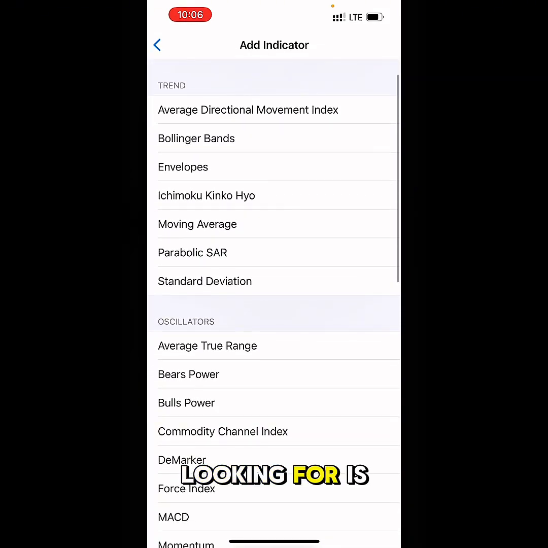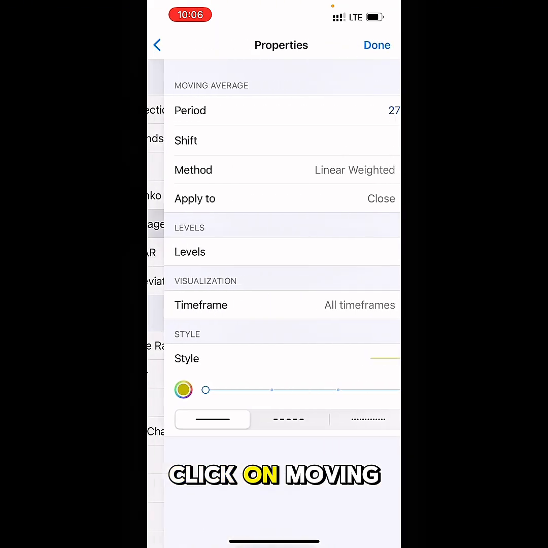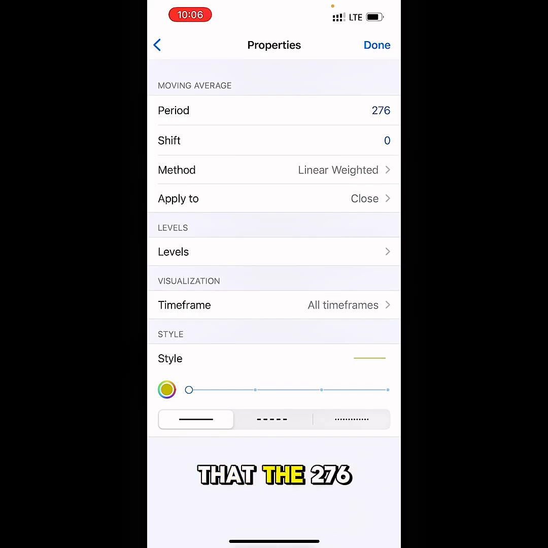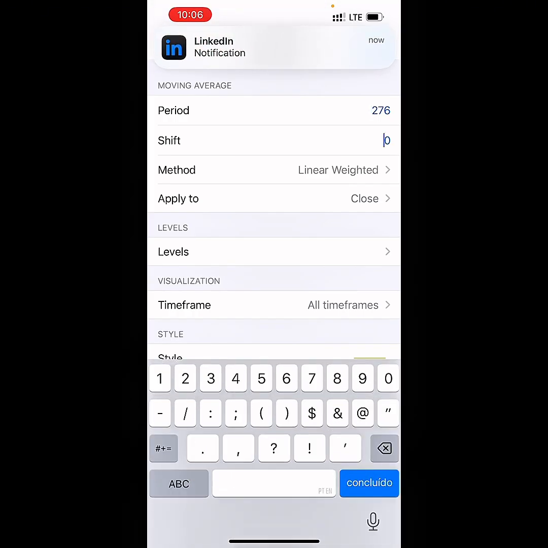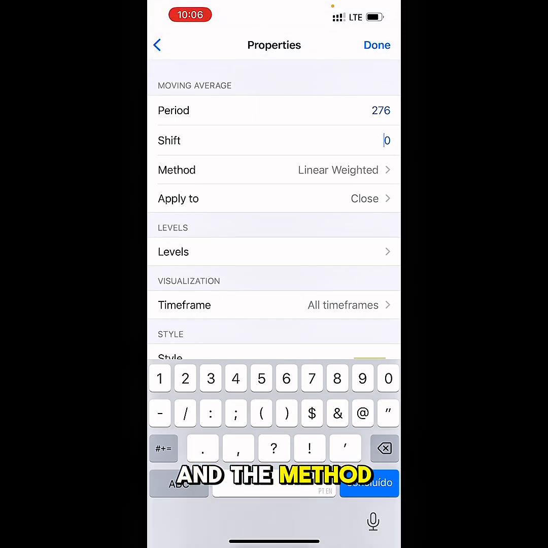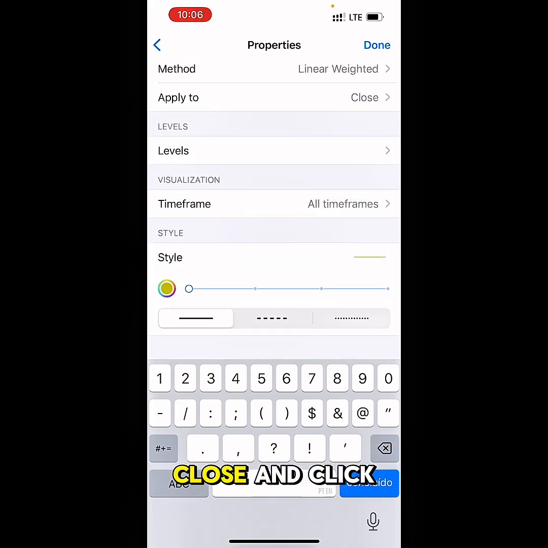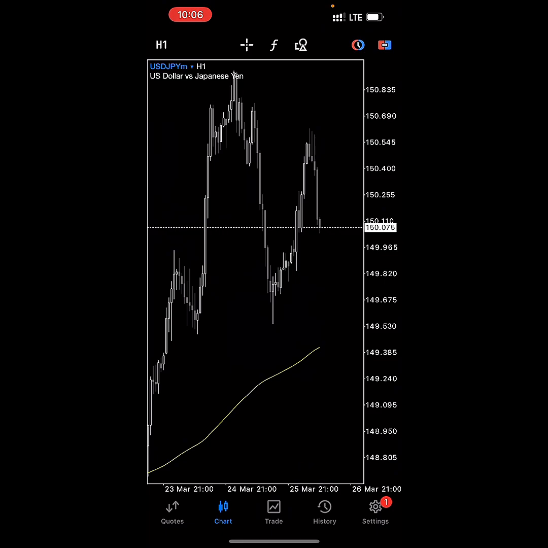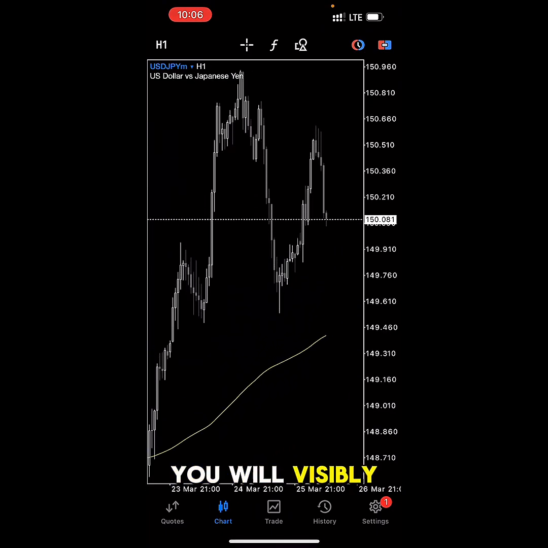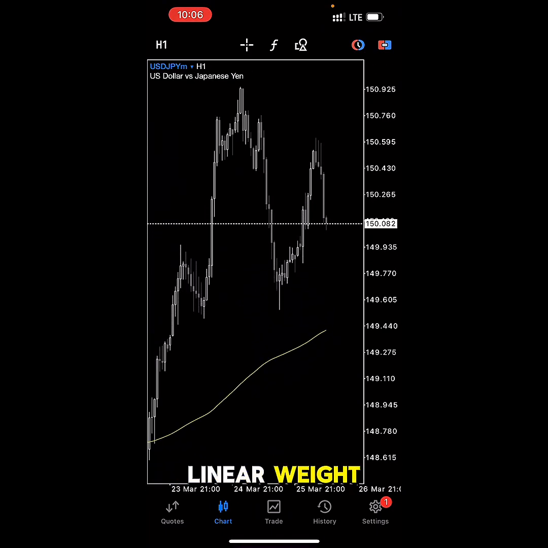What we are looking for is going to be in the trend indicators. So I click on moving average. I make sure that the 276 is set here on the period. The shift is going to be 0, and the method is going to be linear weight, like I said, and we're going to apply to close and click on done. Once that is set and done, you visibly see that our linear weight 276 moving average is set. Okay, let's move on.